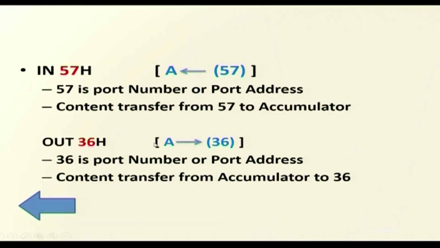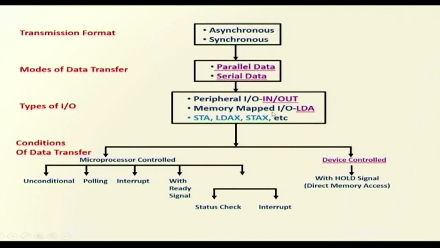The OUT instruction is used for write operation, which is used to write the data of the accumulator to the specified port address, which is 36. In this instruction, the 36 represents the port number or port address of the output device. During the execution, the content of the accumulator is transferred or stored into the specified port address, which is 36. The other one is memory mapped I/O.